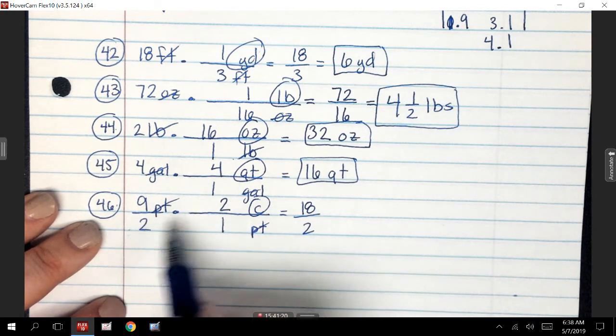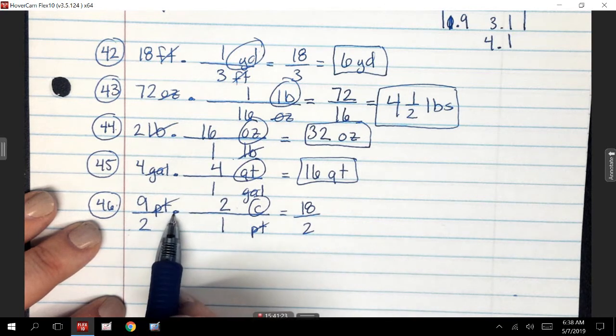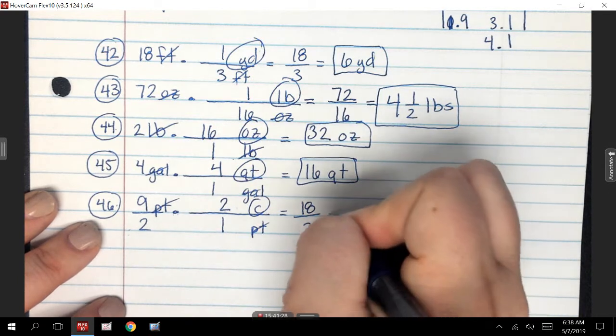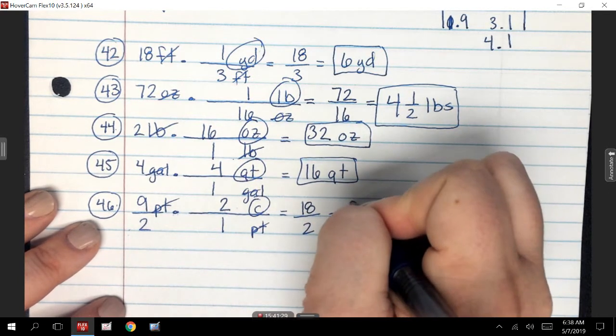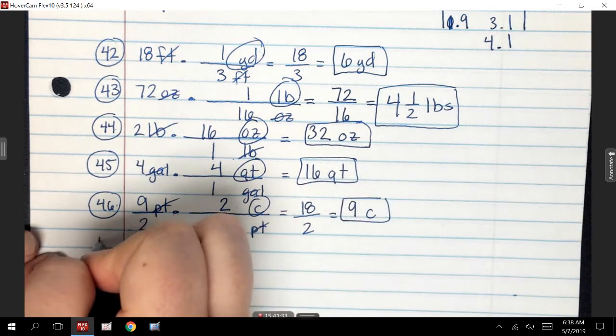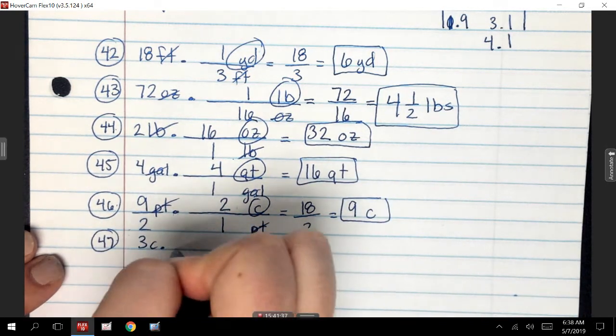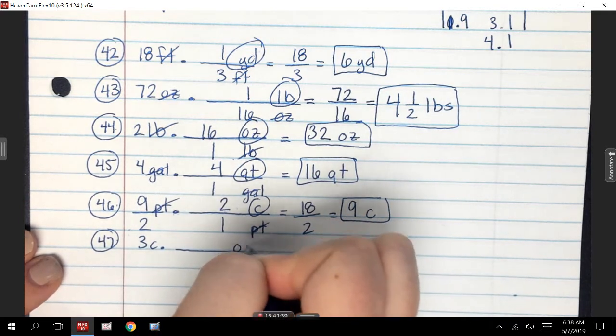If you wanted to cross these like we were doing, to simplify, you can, because remember, if it says to multiply, I can simplify in my fractions. All right, 18 divided by 2 gives me 9, or you can just simplify at the end. All right, 47. I have 3 cups. I'm wanting to change my cups to ounces.